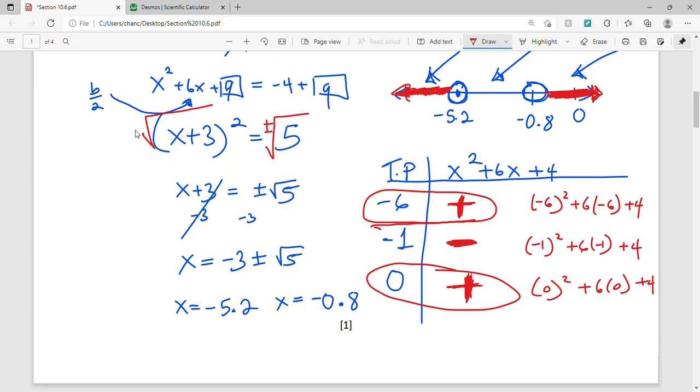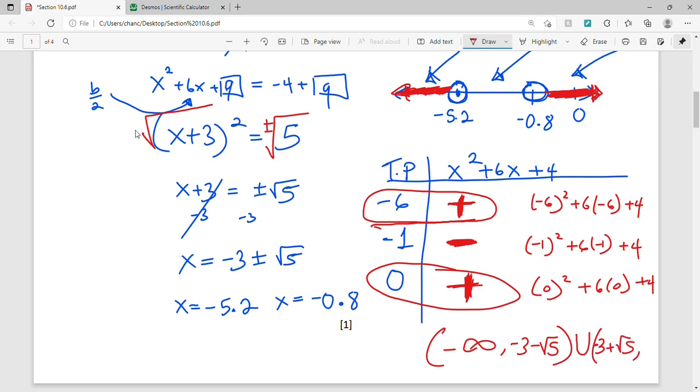Well, our solution is, in interval notation, negative infinity, comma, up to negative 5.2. That's an approximation. I usually prefer the exact form, so we'll write the exact form for that, and that was negative 3 minus root 5. That's on the left side. We're going to have a union, and on the right, it's negative 0.8. We're going to use the exact version, which is negative 3 plus square root of 5. And on the right, we have infinity, so we'll put the infinity symbol. And that's our solution. Our solution is negative infinity, comma, negative 3 minus root 5, union, negative 3 plus root 5, all the way to infinity.